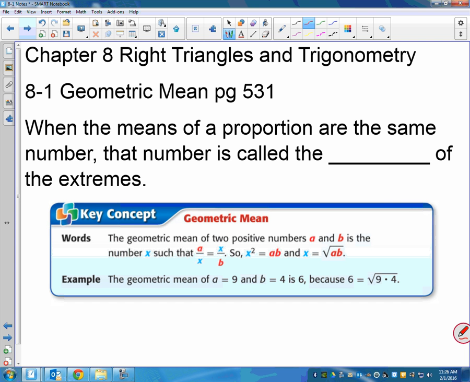But there's all these things that are really cool about right triangles and how we can solve things using right triangles. Today we're going to talk about this idea of a geometric mean, which if you want to open your book up, you can, and follow along, but it's up to you.